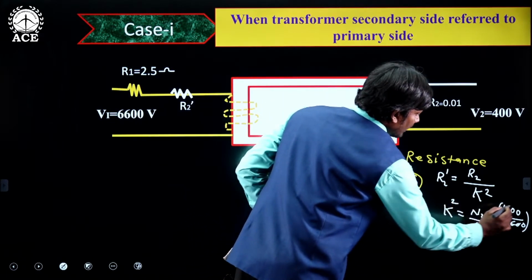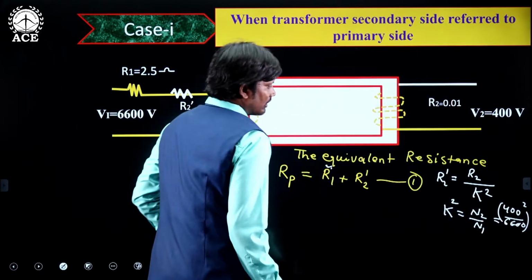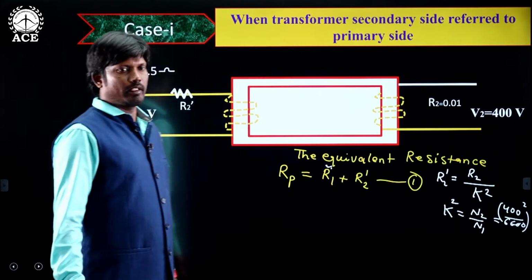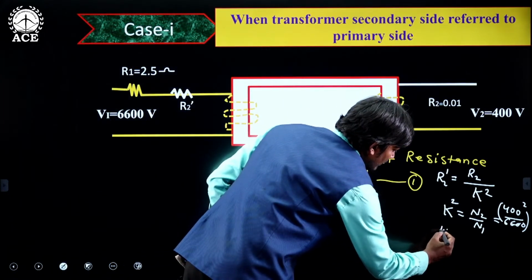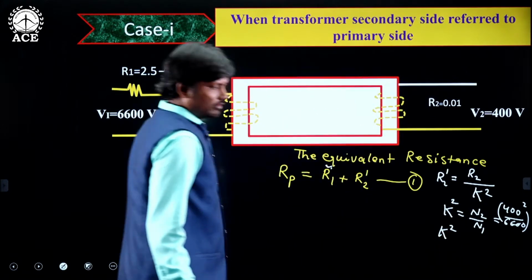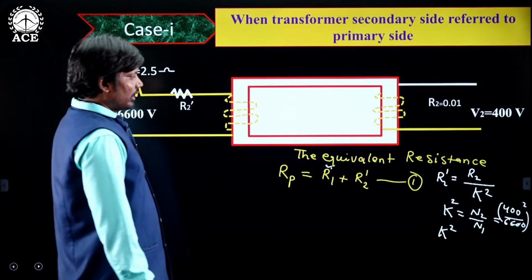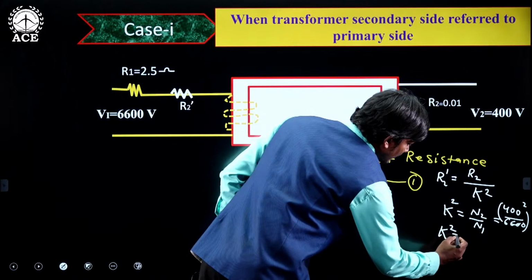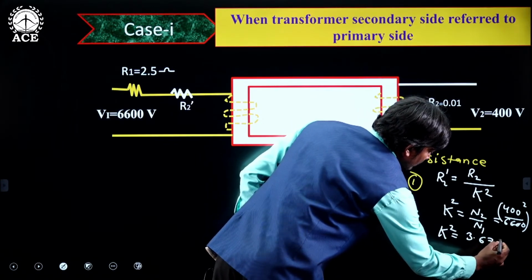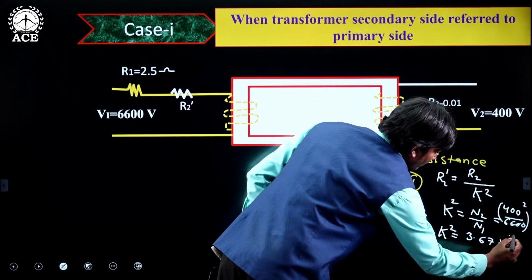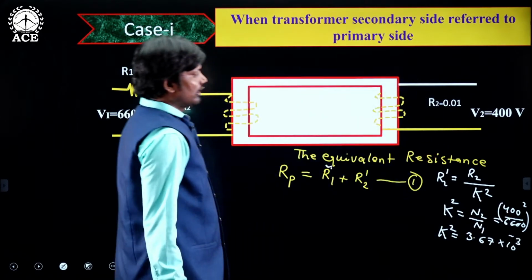Now this is squared and this is also squared. So what is the K value? Use the calculator and tell me the value. K square you will get is 3.67 into 10 to the power minus 3.